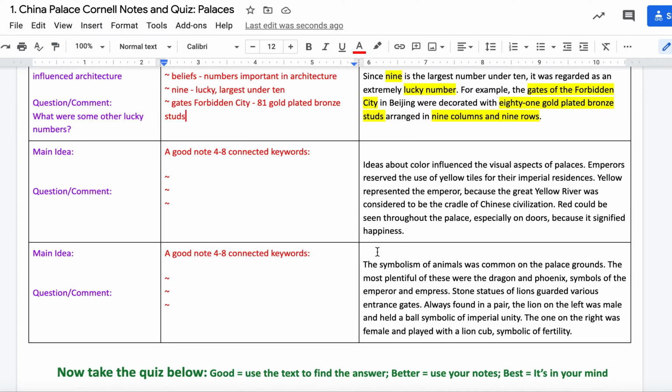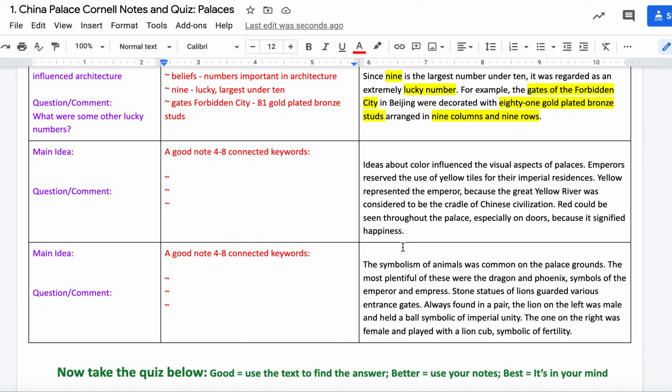Ideas about color influence the visual aspects of palaces. Emperors reserved the use of yellow tiles for their imperial residences. Yellow represented the emperor because the Great Yellow River was considered to be the cradle of Chinese civilization. Red could be seen throughout the palace, especially on doors, because it signified happiness. Okay.